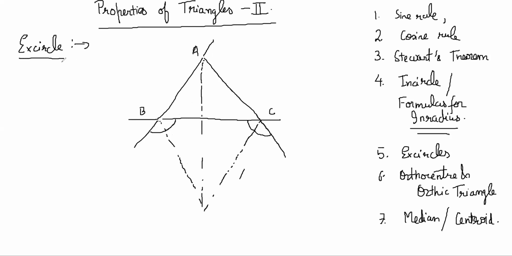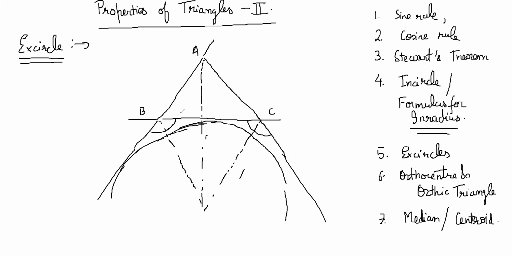The excircle is a circle like this. It touches all 3 sides externally. Okay, so this side, and this side. It touches all 3 sides externally. I will draw a new figure. So how will you get this excircle? You will draw one internal angle bisector of angle A and extend it, and 2 external angle bisectors for angles B and C.